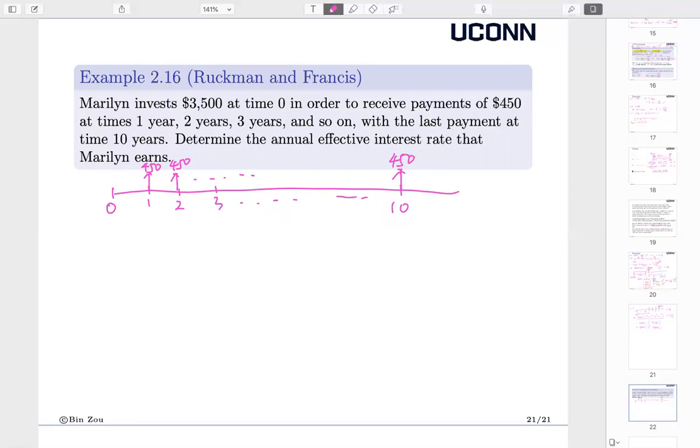So in this example, you have 10 payments. The initial investment is 3,500. So it's obvious that the present value is 3,500. I have an annuity immediate.